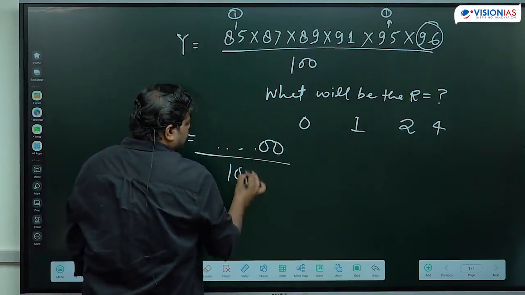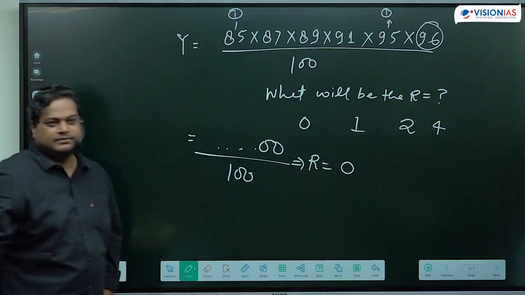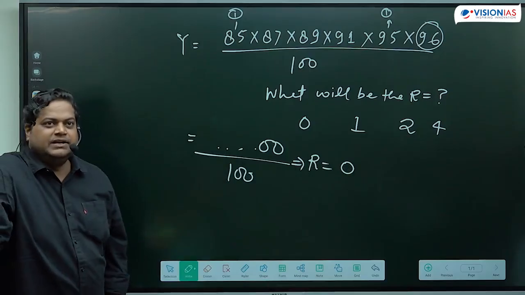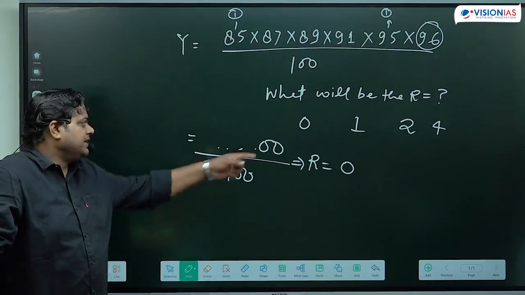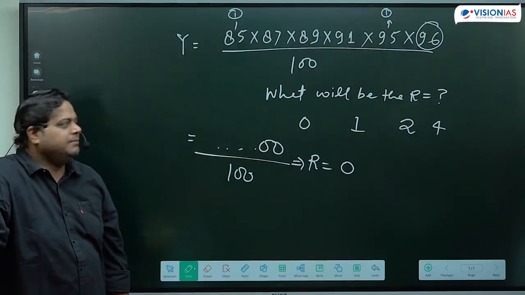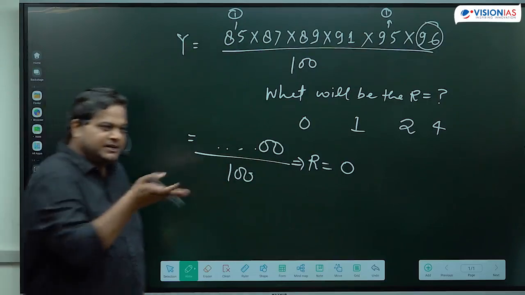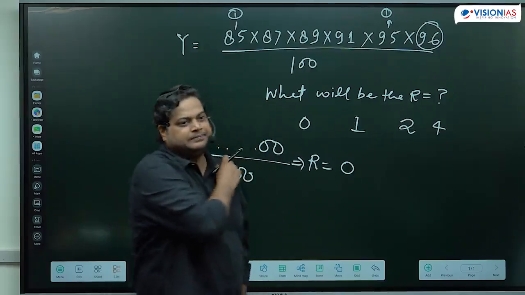If we divide by 100, what remainder we are going to get? 0. Yes, we get 2 zeros in the end. That is why the remainder will be 0. तो अब जो क्वेश्चंस आएंगे previous concepts will get applied.